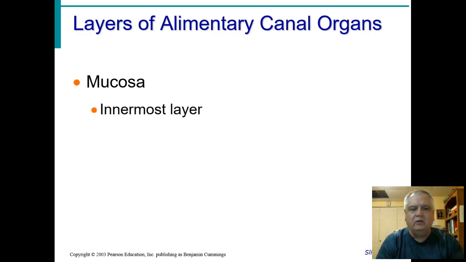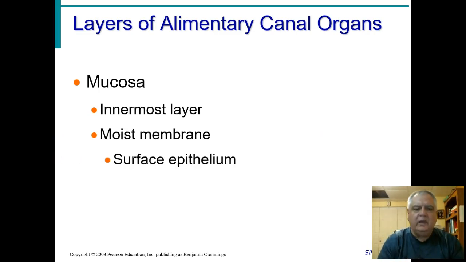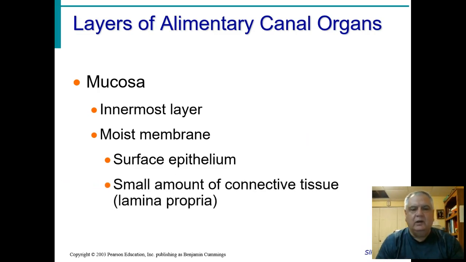The first layer we'll look at is the mucosa. This is the innermost layer. The mucosa is a moist membrane. And the mucosa is made up of several subcomponents. The first is a layer of surface epithelium. So there's an epithelial layer. Remember what epithelial tissue is.